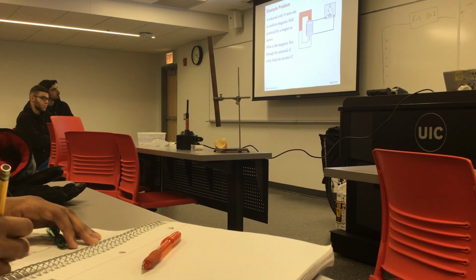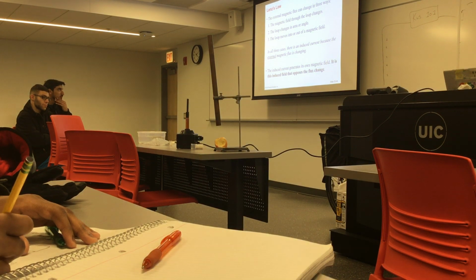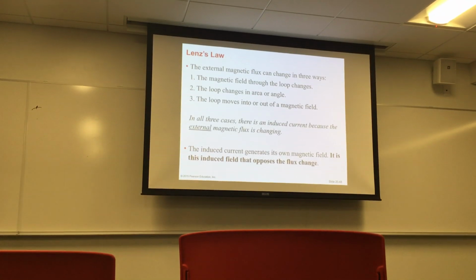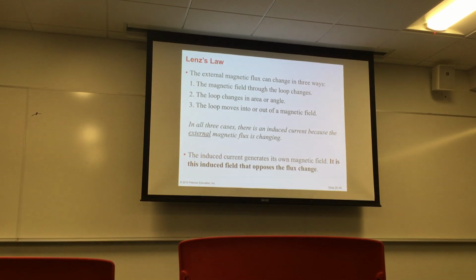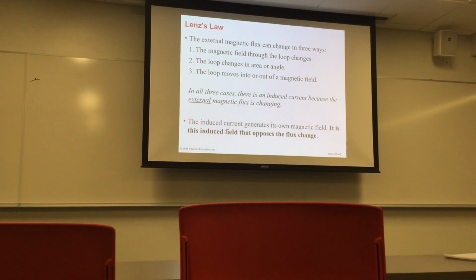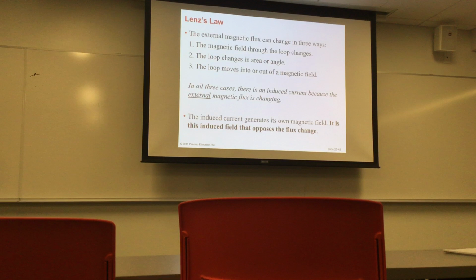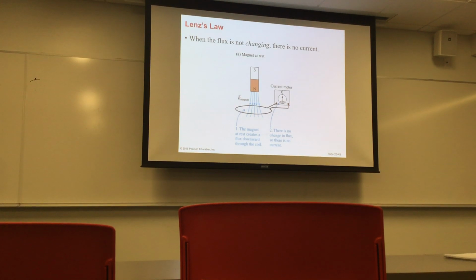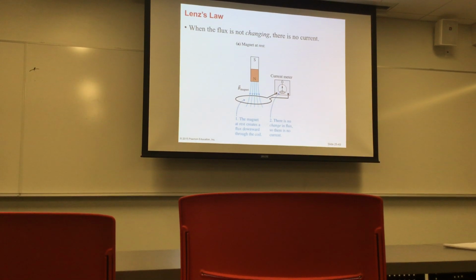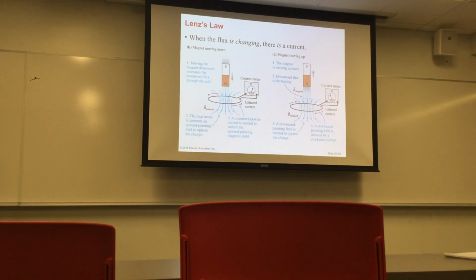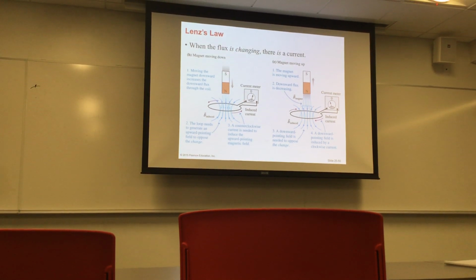All right, so let's see where we were. Lenz's law, so it opposes, okay? The magnetic field through the loop changes, the loop changes in area or angle, the loop moves in and out of the magnetic field. All these three cases have an induced current because the external magnetic flux is changing. The current generates its own magnetic field. It is this induced field that opposes the flux change, okay? So, of course, when there's no flux changing, there's no current, but as soon as I go in or out, we will have an induced magnetic field due to this current being induced.